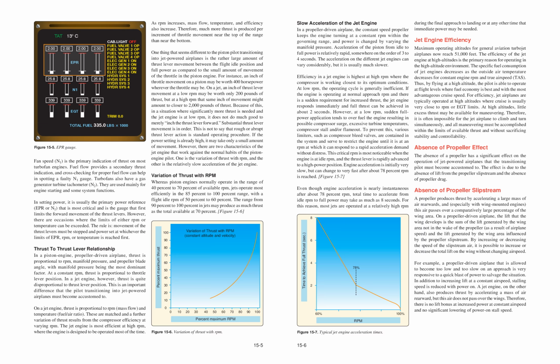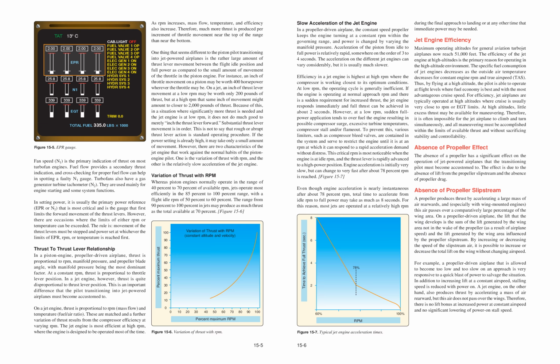Figure 15.6. Variation of thrust with RPM. 15-5. Slow acceleration of the jet engine in a propeller-driven airplane. The constant speed propeller keeps the engine turning at a constant RPM within the governing range, and power is changed by varying the manifold pressure. Acceleration of the piston from idle to full power is relatively rapid, somewhere on the order of 3 to 4 seconds. The acceleration on the different jet engines can vary considerably, but it is usually much slower.